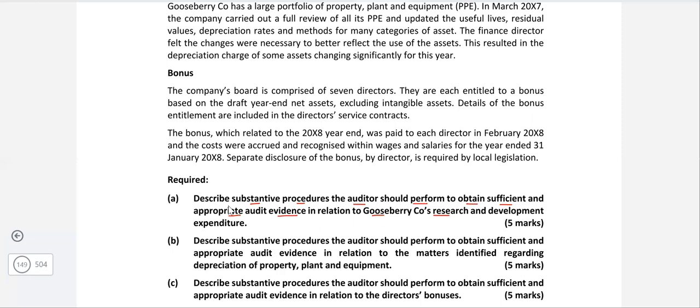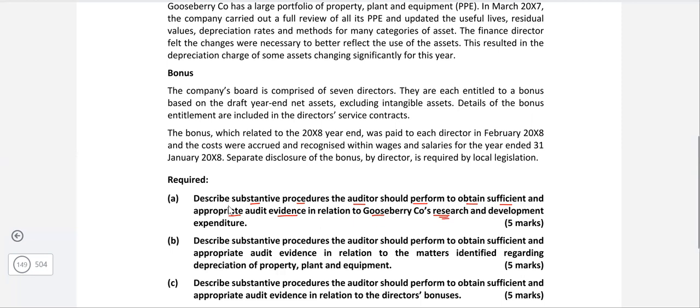So anything you are writing should be relevant to the financial statements. Make sure that it is about presentation, disclosures, and so many things. So basically, when you're making the substantive procedures, you are confirming the assertions. You're verifying the assertions. But the simplest technique is to stick to the financial statement and the accounting treatment. For example, they've asked you to make the substantive procedures on research and development.